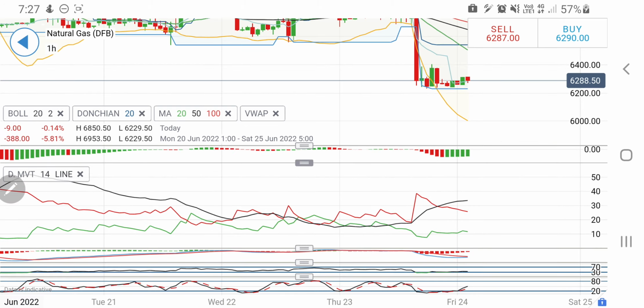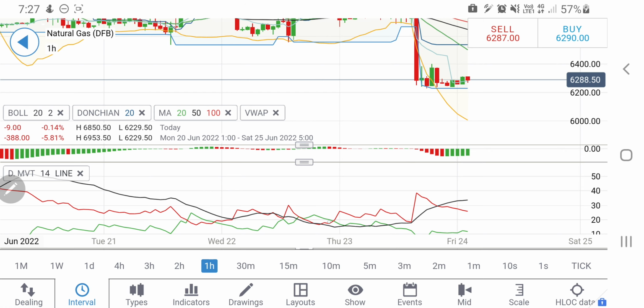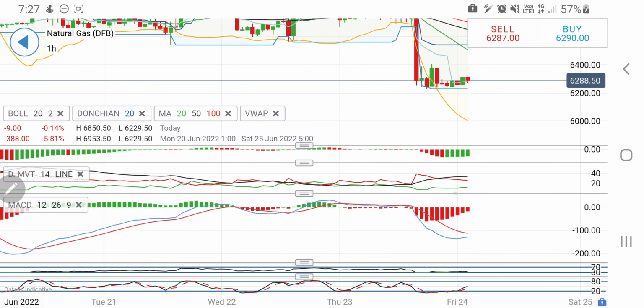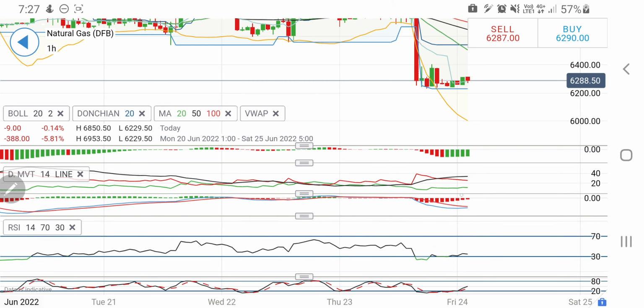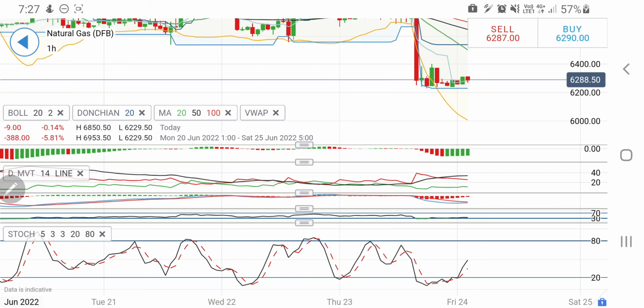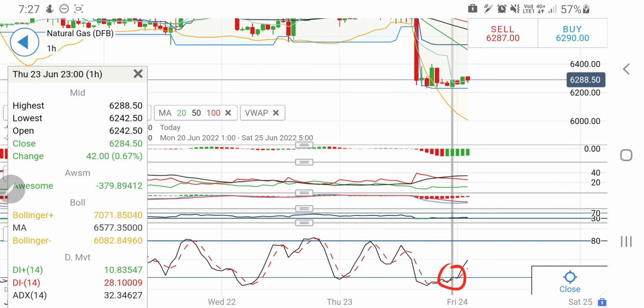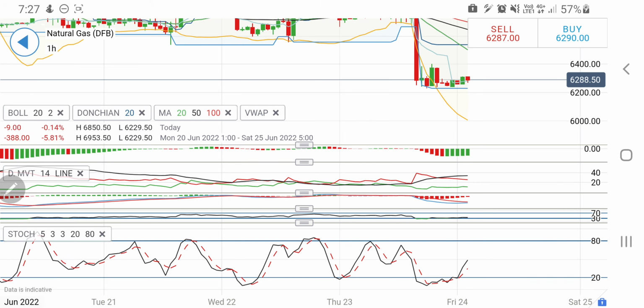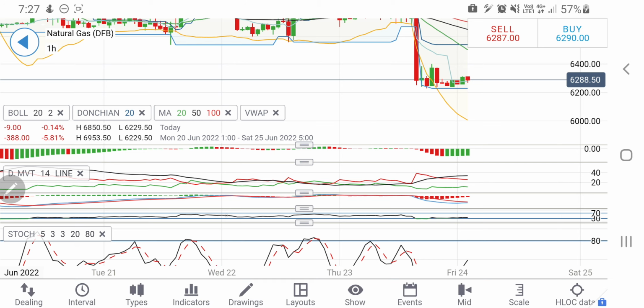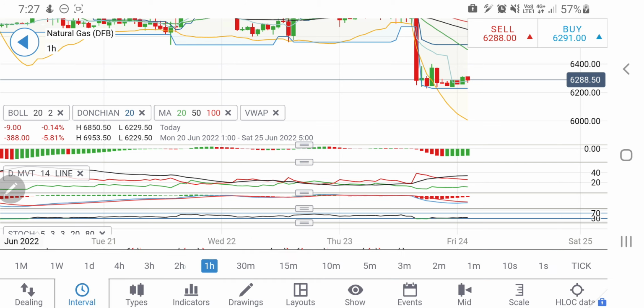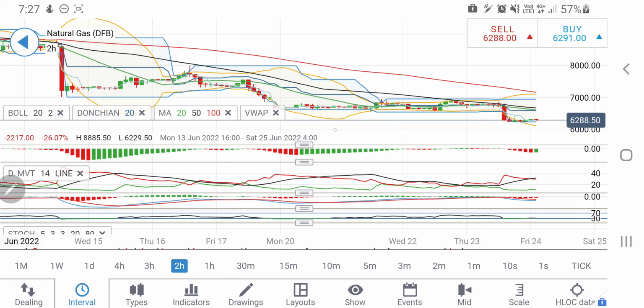The oscillator is trading on the sell side but trying to converge. Directional movement is bearish but trying to converge. MACD is bearish but trying to converge. RSI is near oversold levels. Stochastic is looking upwards, it was oversold. So most of the indicators are either oversold or trying to converge and cross over for a bullish entry. This is just on the hourly charts.